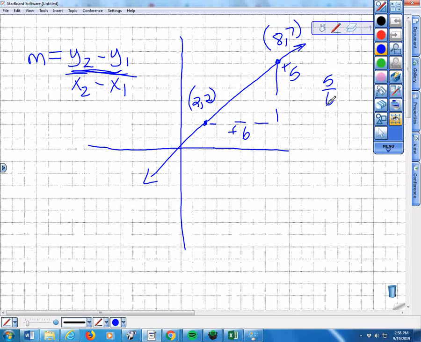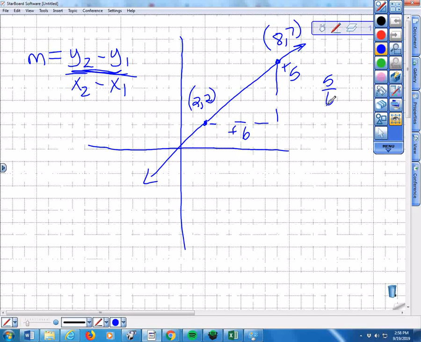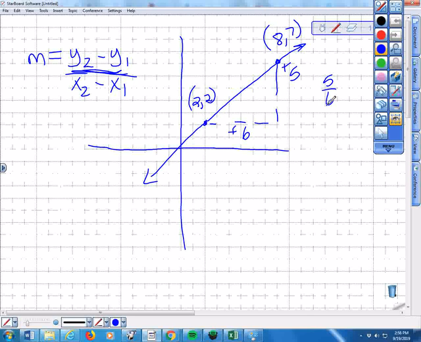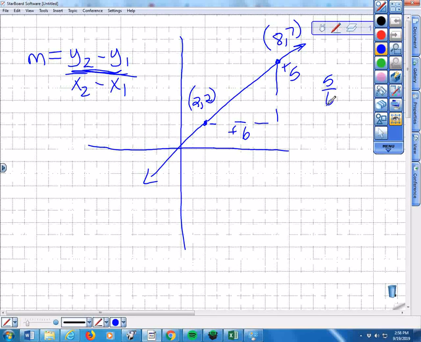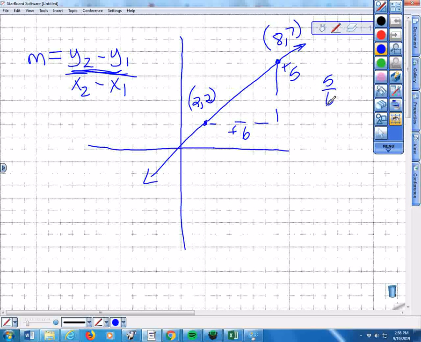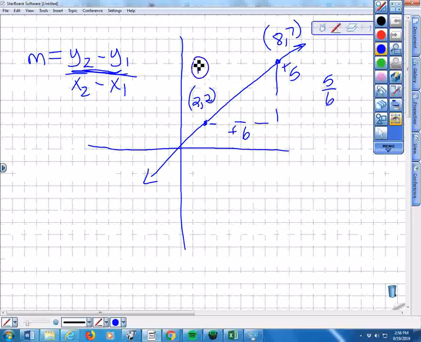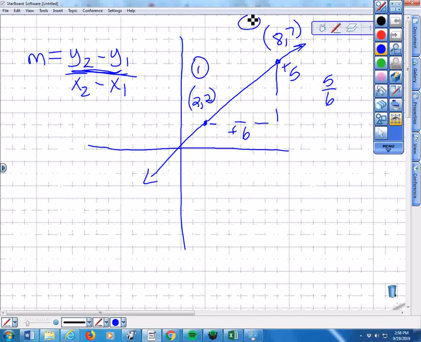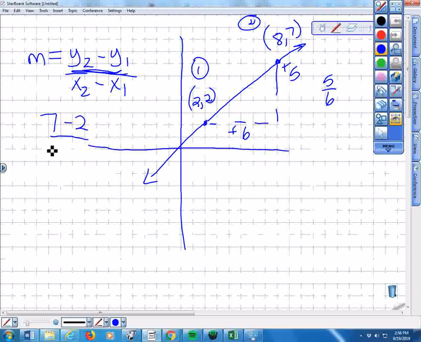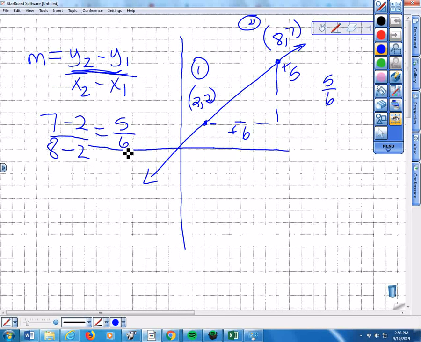rise over run. On the NWEA, when they ask you like the distance between, that's a distance formula. That's not slope. Yeah, we'll work on the distance formula, but this is rise over run, slope. Now, if I wanted to use the formula, I'm just going to call this point 1, this point 2. y2 is 7, y1 is 2, x2 is 8, x1 is 2. Same thing.